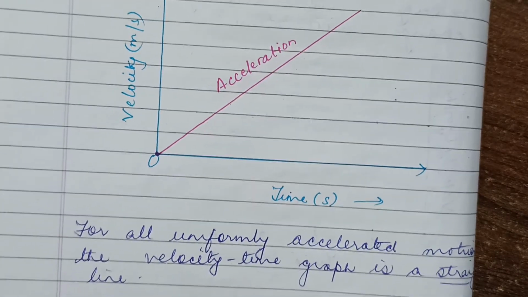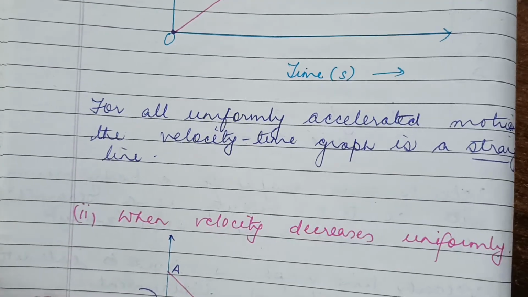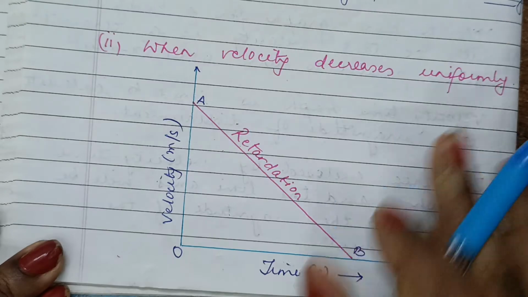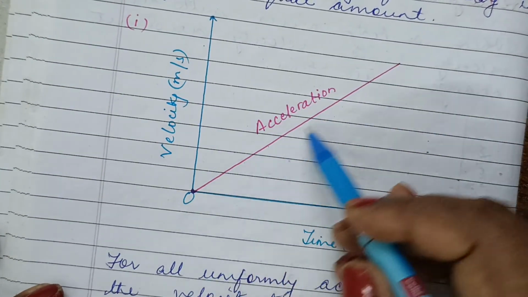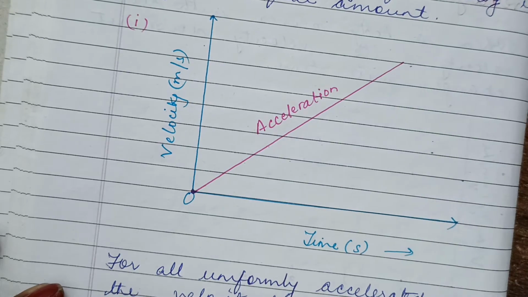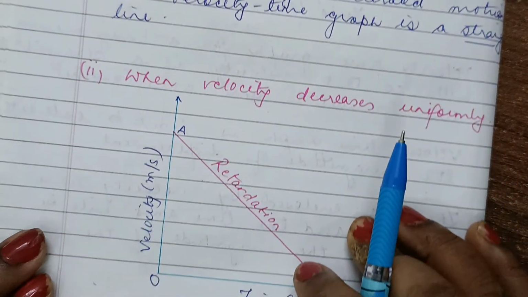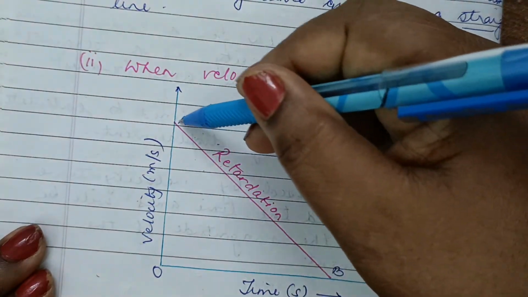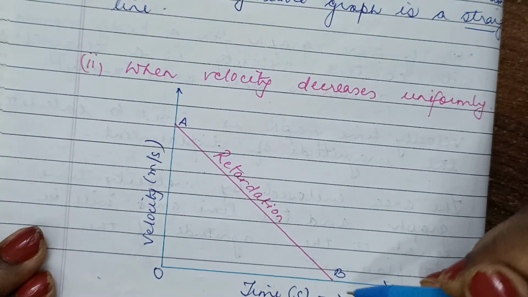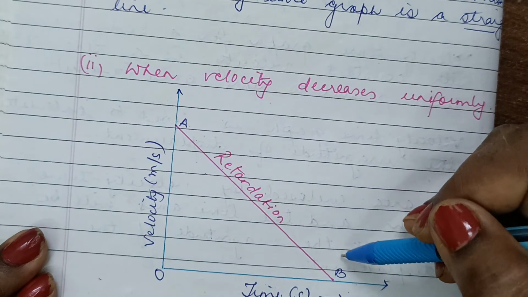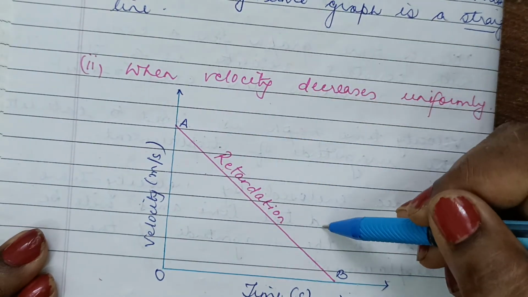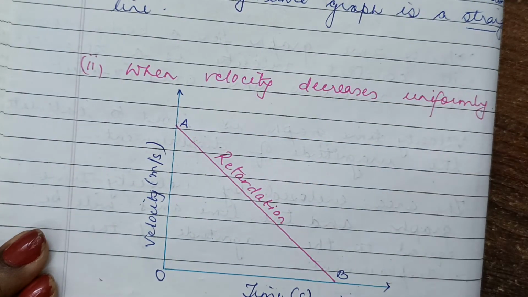Now come to when the velocity decreases uniformly. Okay, in that case what is happening here, the velocity is increasing uniformly, so we are getting a straight line in the upward direction. Now when the body velocity is decreasing uniformly, in that case we will get a straight line in the downward direction, means the velocity is decreasing, so we are getting a retardation.